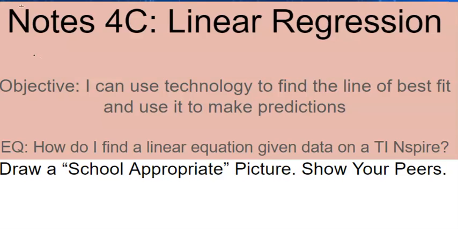Notes 4C. Linear regression. Objective: I can use technology to find the line of best fit and use it to make predictions. Essential question: How do I find a linear equation given data on a TI-Nspire?